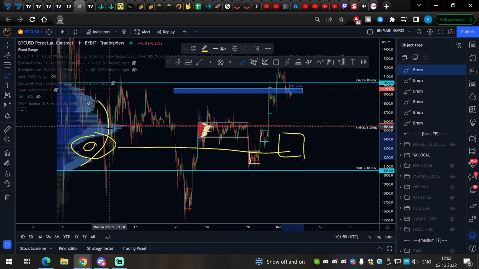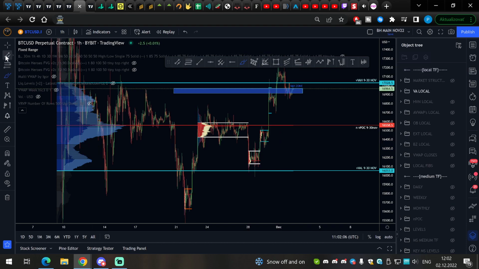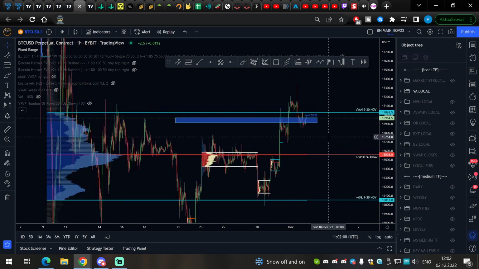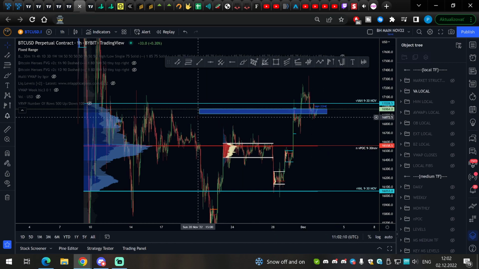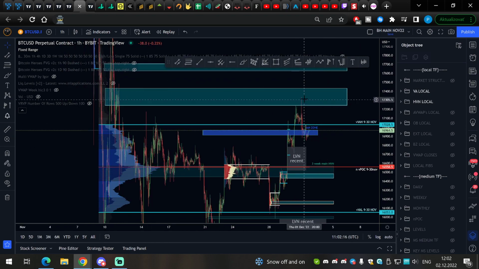So when we lose this, you know what to expect. Some nice volume filling in here. Okay, so that's our AMT. Let's go further. So high volume nodes also, you see why you are also rejecting here.